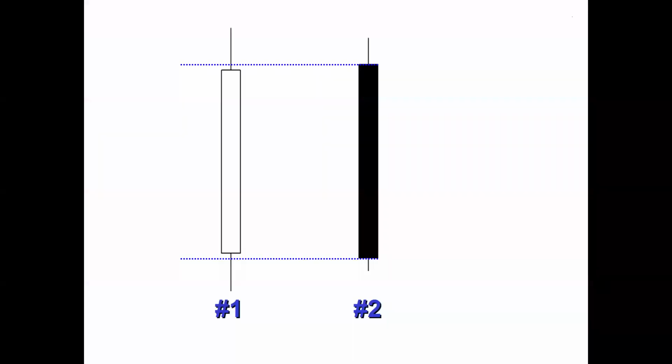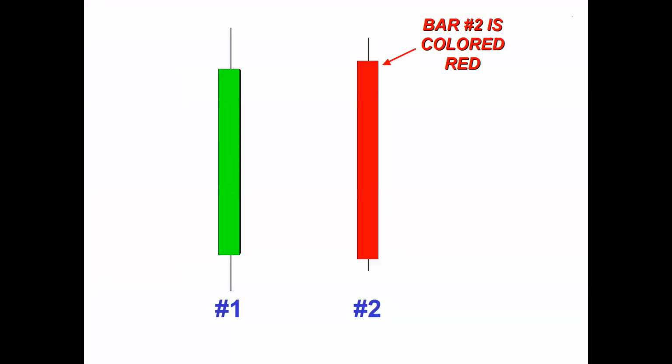So here's the original pattern. Once again, we apply the PET D and we see that bar number 2 is colored red. So what is this telling us? It's telling us that this pattern has been confirmed by the translator. And now you have a high probability down move, most likely getting ready to take place. You see, trading is really simple. It doesn't have to be more complicated than that. Trading is extremely simple. It's usually the trader that makes it more complicated than it has to be.